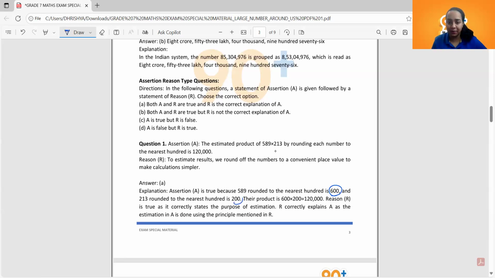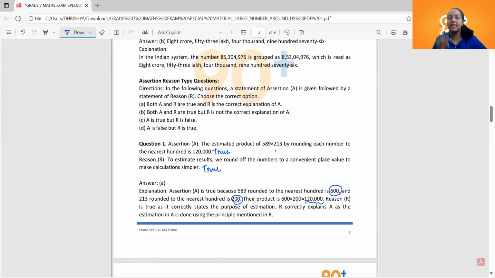It will be 200. So 600 into 200 will be 1,20,000. So the assertion is true. Now, the reason: to estimate results, we round off numbers to a convenient place value to make the calculation simple. Isn't that what we did? So that is also true. Both of them are true and they are the correct explanation also.